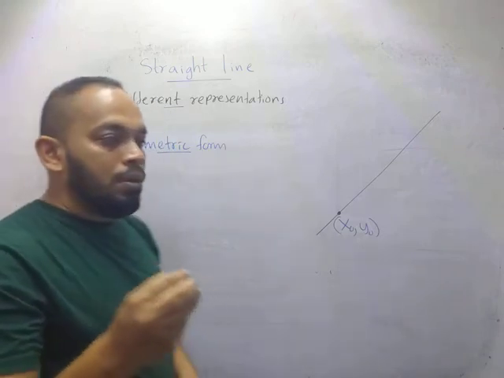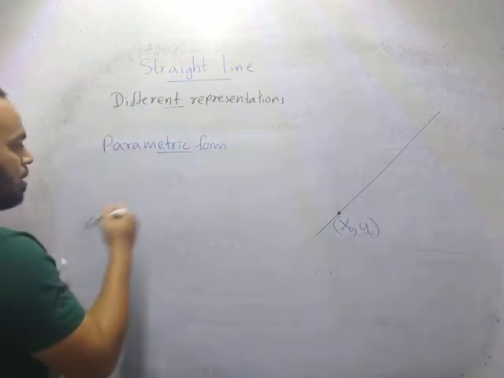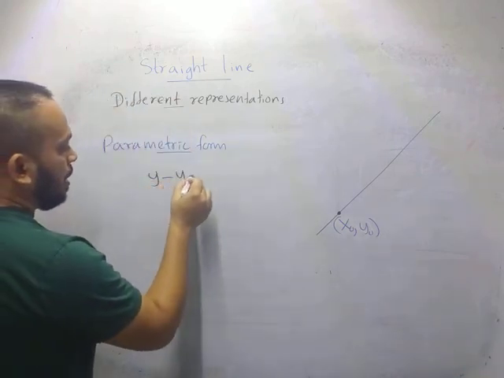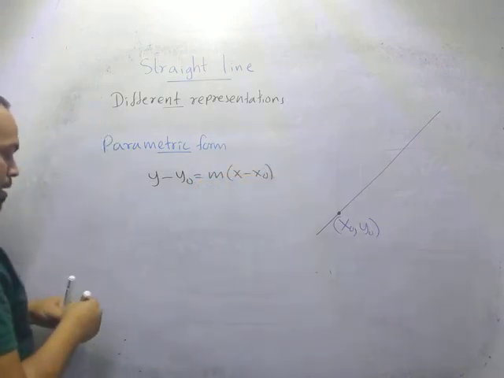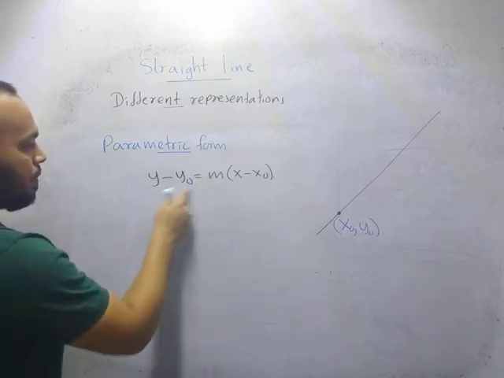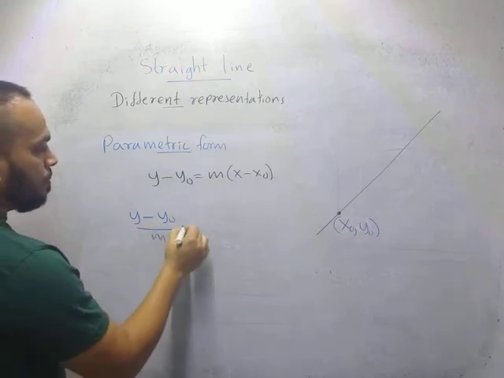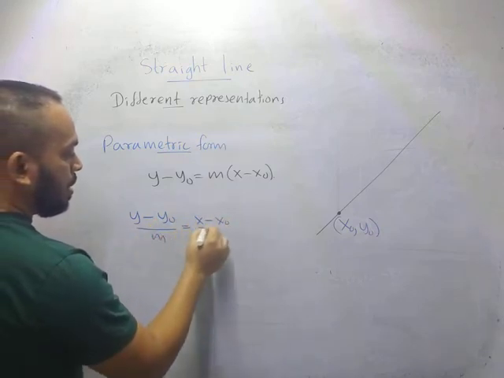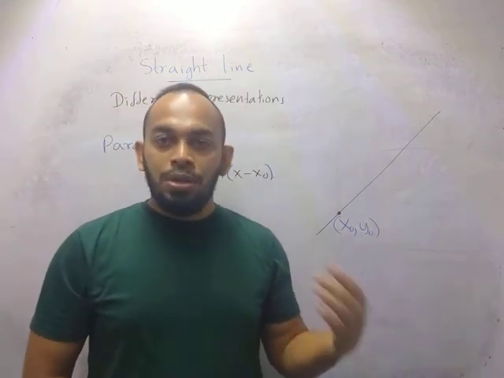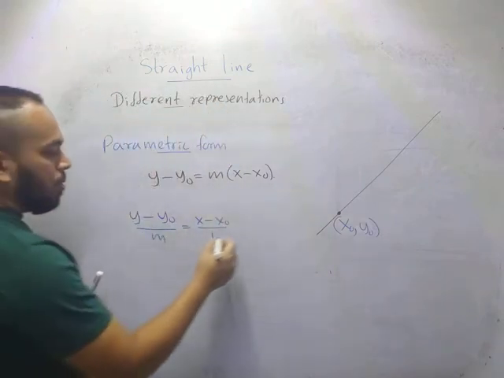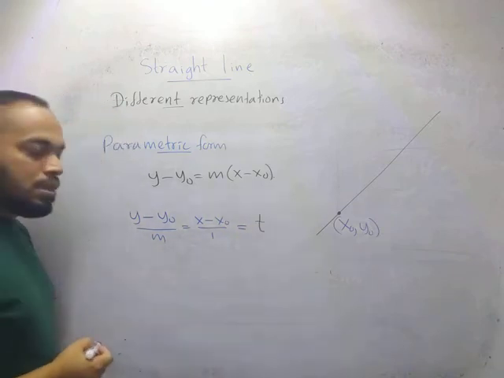So remember the representation of a line when a point and a gradient are given. We are going to use that representation. y minus y naught equals m times x minus x naught. What I'm going to do here is divide this equation by m. So y minus y naught divided by m equals x minus x naught divided by 1. My ratio is constant. This ratio is constant. So let me call this equal to t. Right. This is a parametric representation.